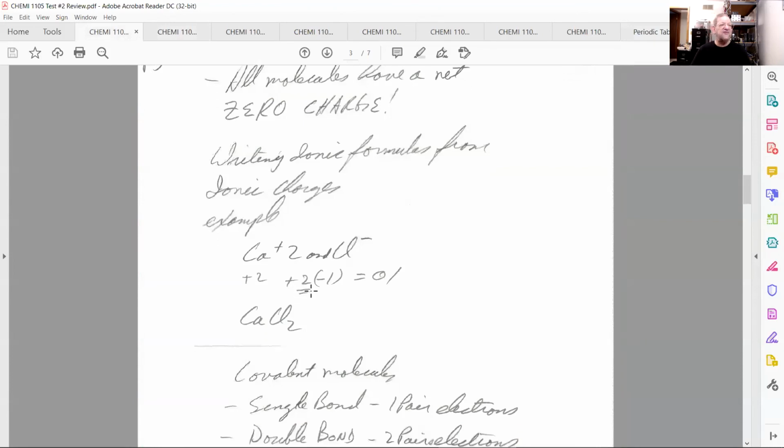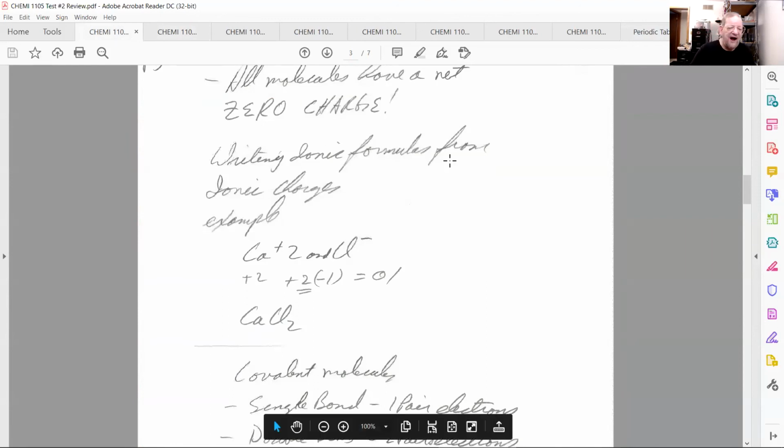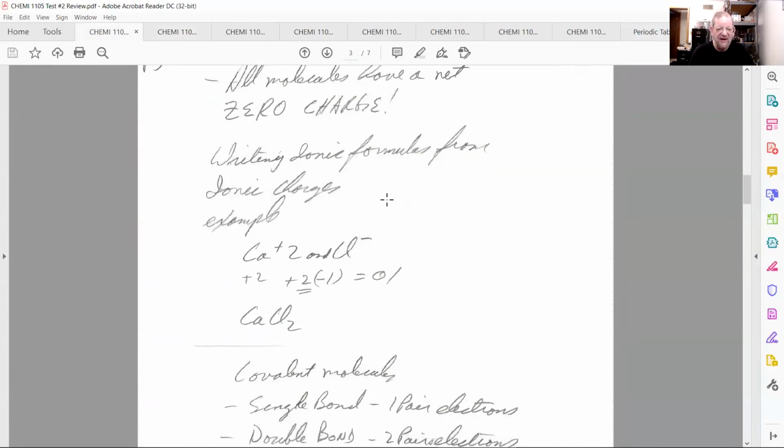Now, next I showed, how are we doing time? We're doing good time-wise. How to determine writing the chemical or empirical formula for ionic compounds. And you do that by using the concept all molecules have a net zero charge. And as an example, I have calcium and chlorine. Let's do some others instead.